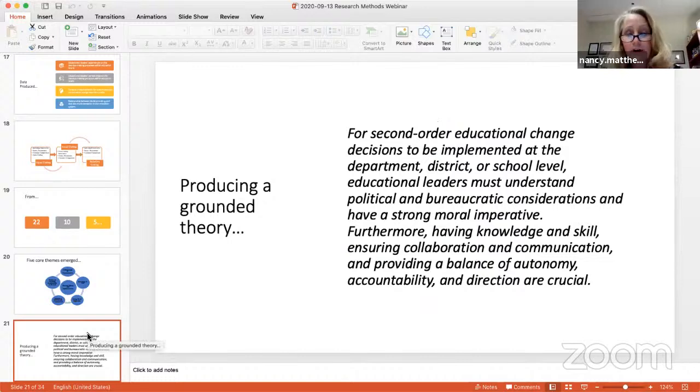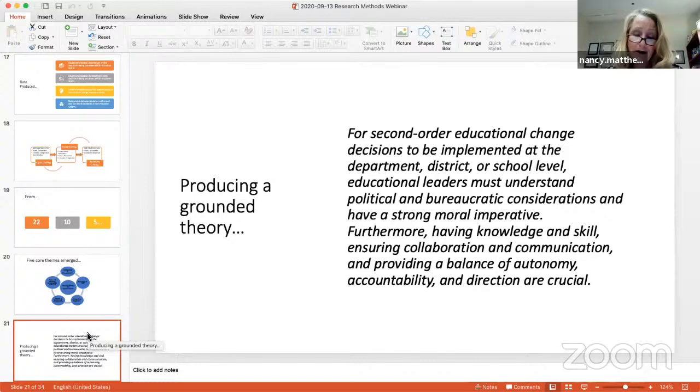And with that grounded theory, as you can see, it states that for second order educational change decisions to be implemented at the department, district, or school level, educational leaders must understand political and bureaucratic considerations and have a strong moral imperative. Furthermore, having knowledge and skill, ensuring collaboration and communication, and providing a balance of autonomy, accountability, and direction are crucial.